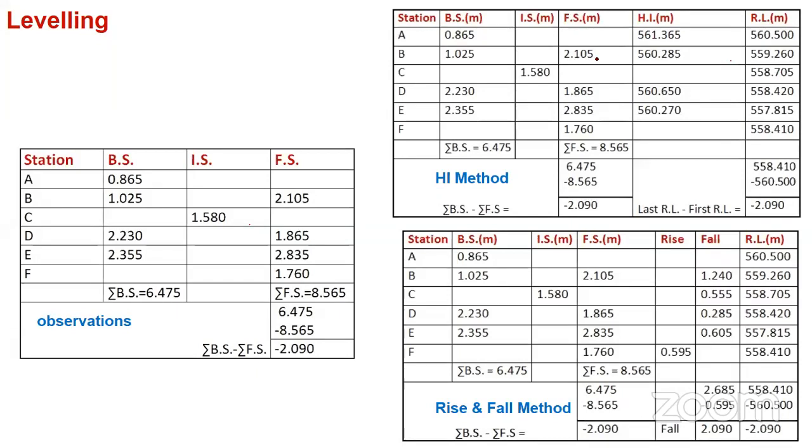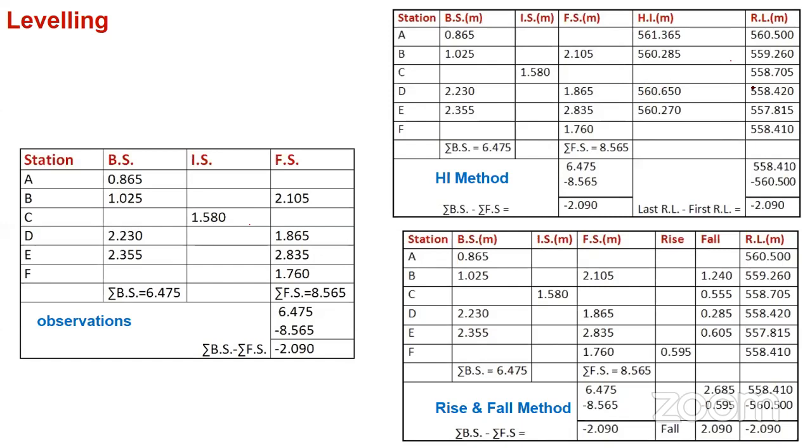New height of the instrument minus your foresight, 1.580. Then you get the next new point RL. 560 point this one minus 1.865, because the instrument is the same up to here. Then you get 558.420. Here again, we have shifted the instrument.